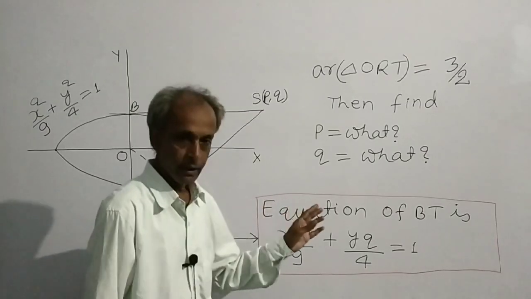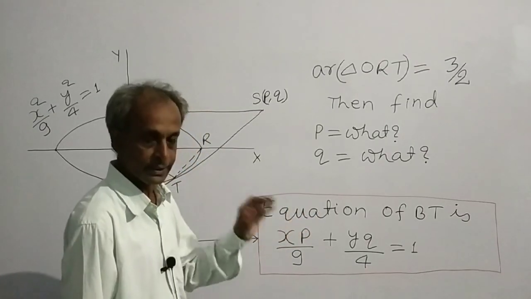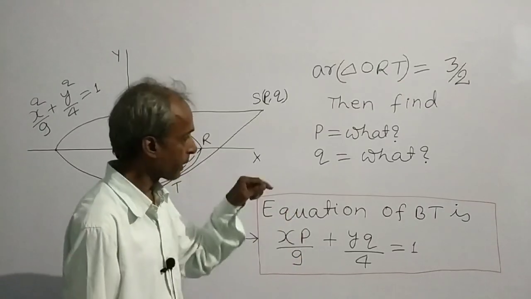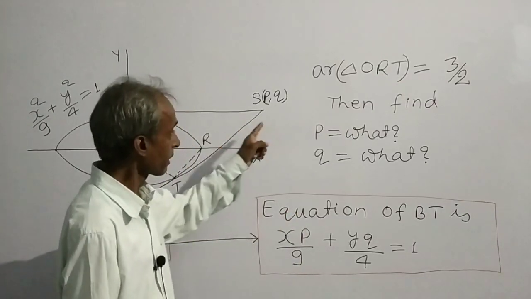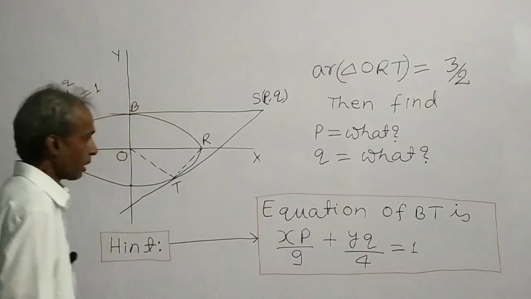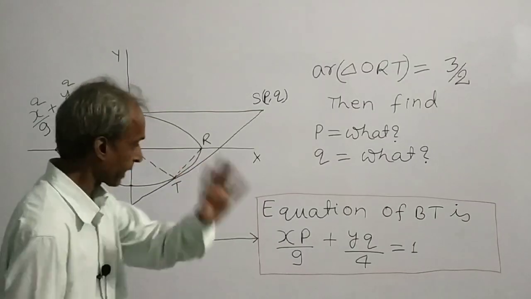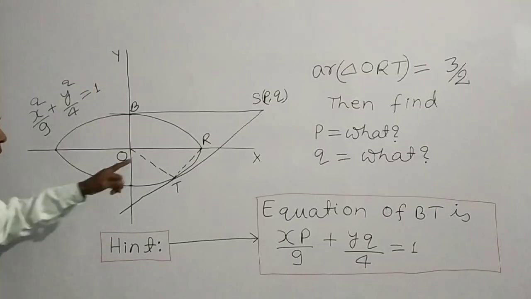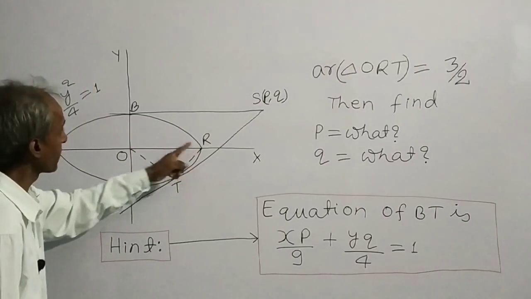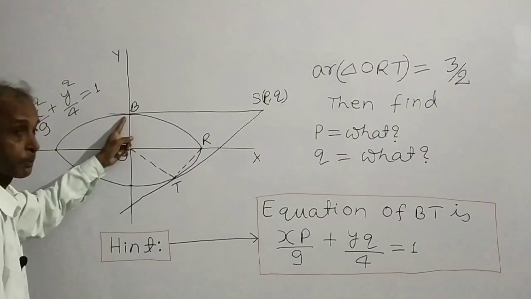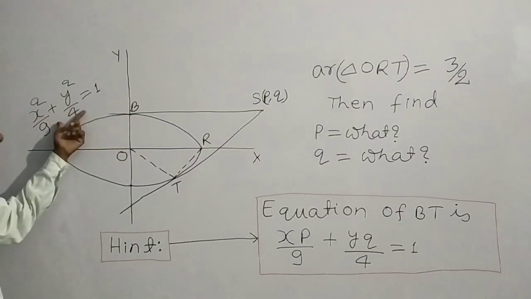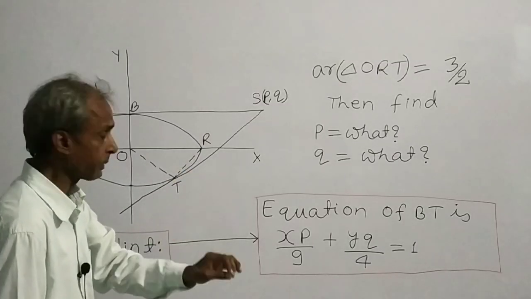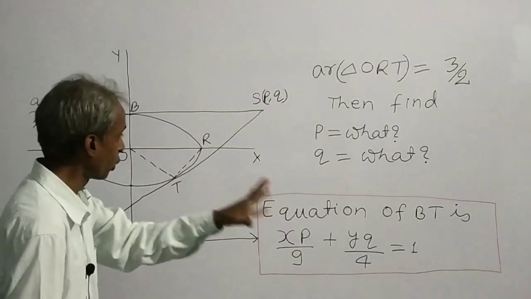This question was asked in JEE Advanced 2024, paper 1, question number 4. To solve this question, we will write first coordinate of this point R and this point B by observing this equation that you have learnt in 11th class NCERT book.